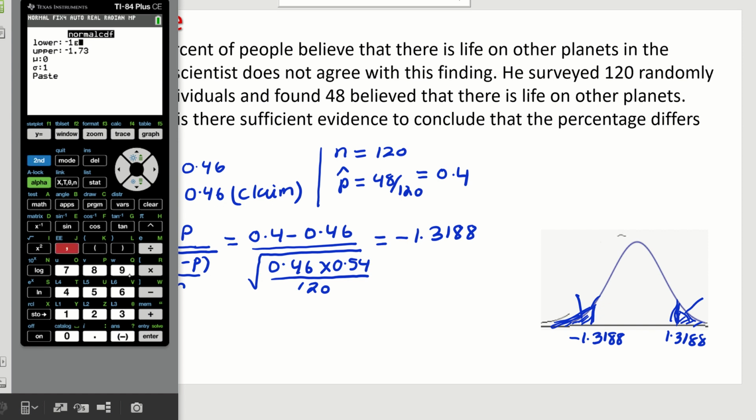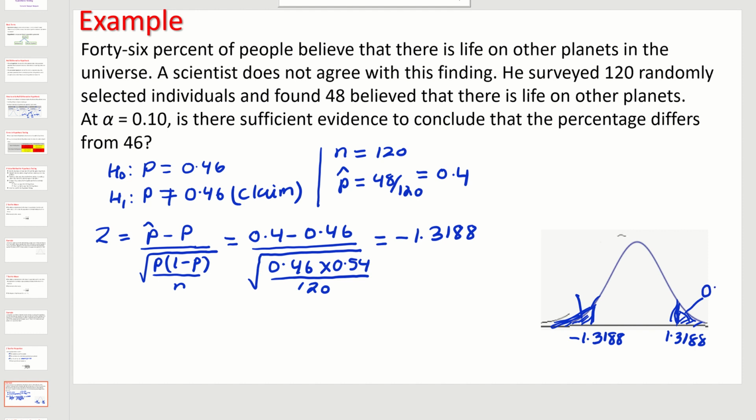So let me do that. E99. It was already there. So this one is negative 1.3188, mean 0, standard deviation 1. Let's paste this and calculate the result, which is 0.0936. Okay, so this is 0.0936 here and 0.0936 here. So if we add those two areas, that is our p-value.